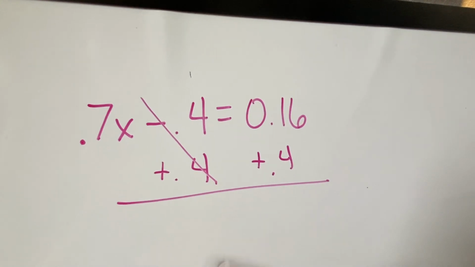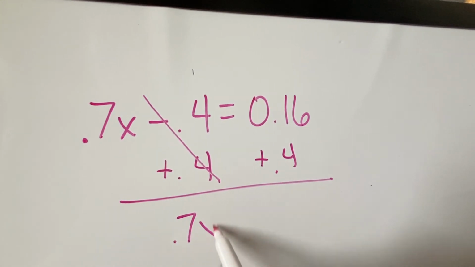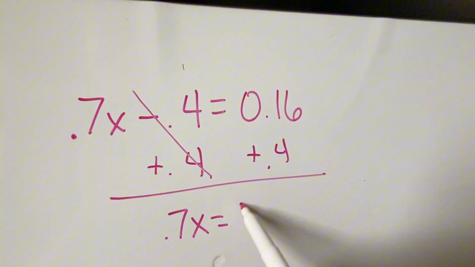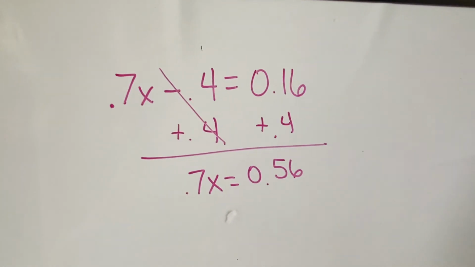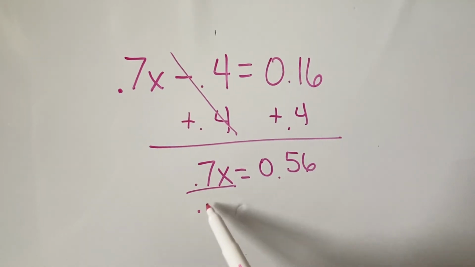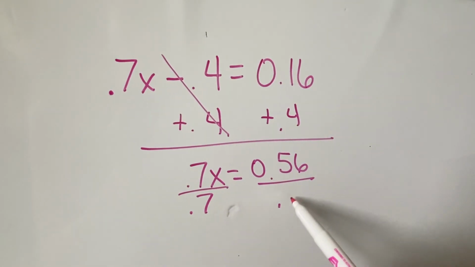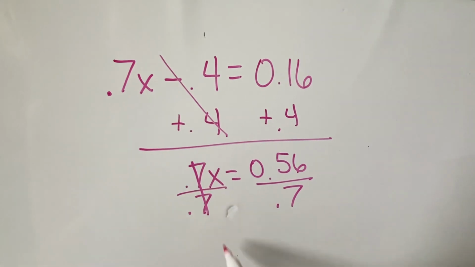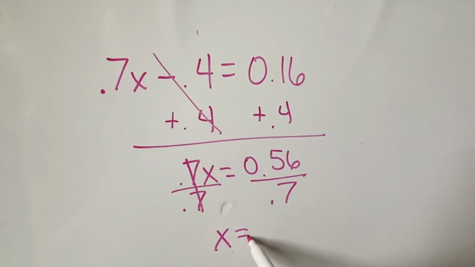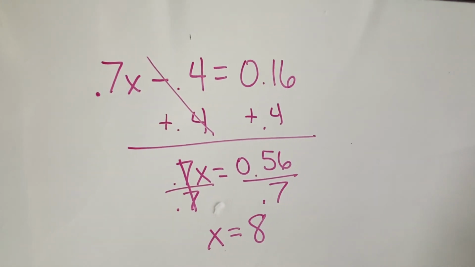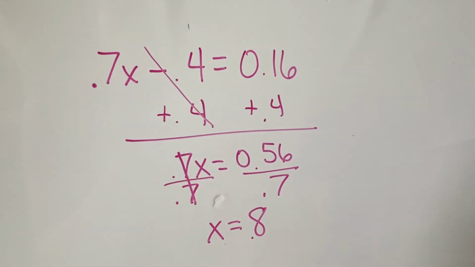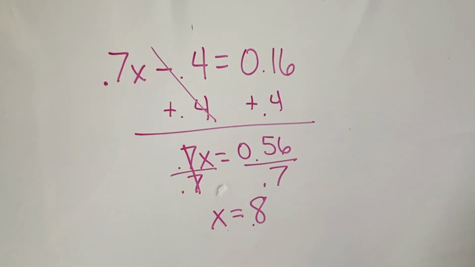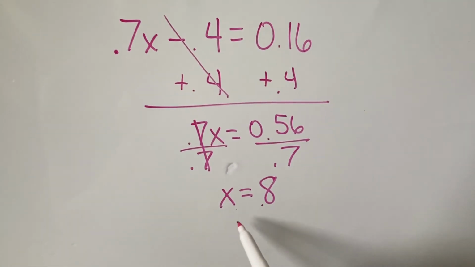That becomes 0. And this becomes 56 hundredths. I can divide and divide. x is going to equal 8. I think it's actually 8 tenths. So that's how you solve for that equation.